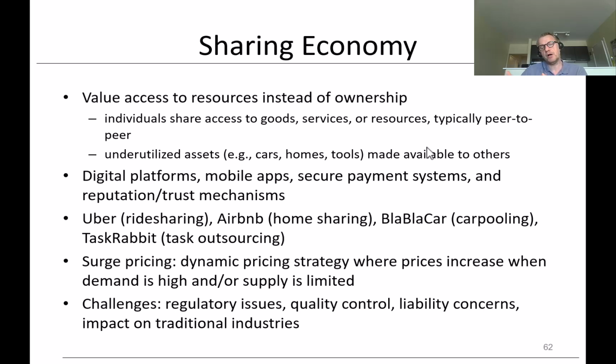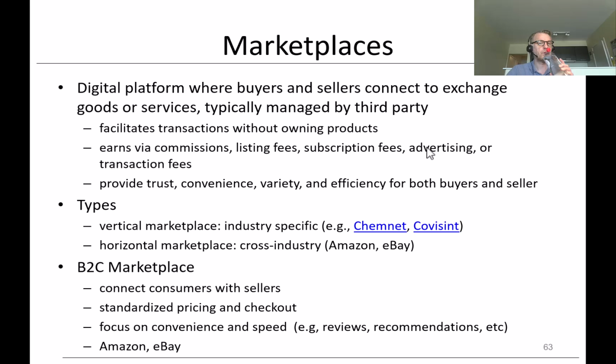That means that they adopt a dynamic pricing strategy where prices increase when demand is high, so when traffic is very intense, when there's a lot of traffic, and supply is limited, when only a limited amount of cars are available. All of this has some challenges like regulatory issues, quality control, liability concerns, and is seriously impacting traditional industries and has also led to various types of legal cases.